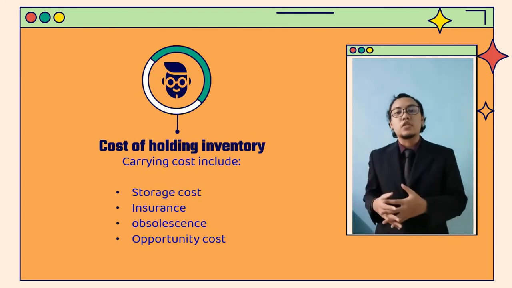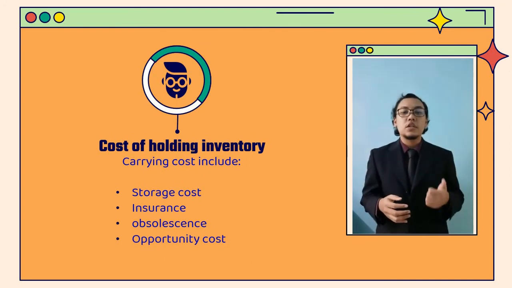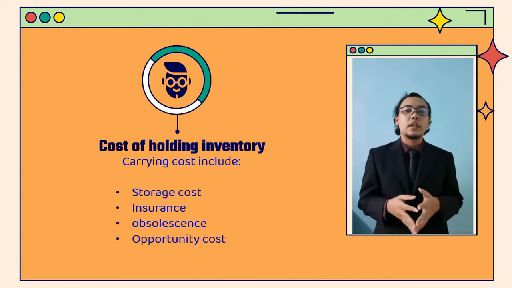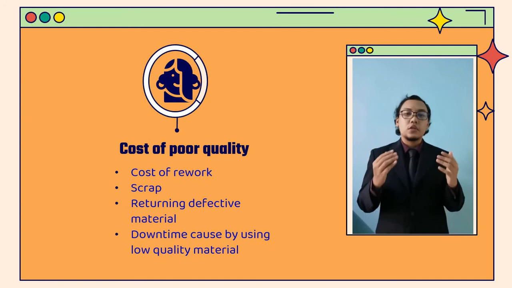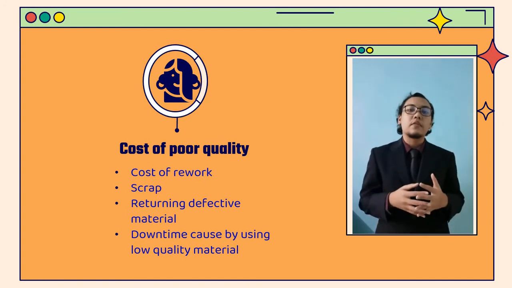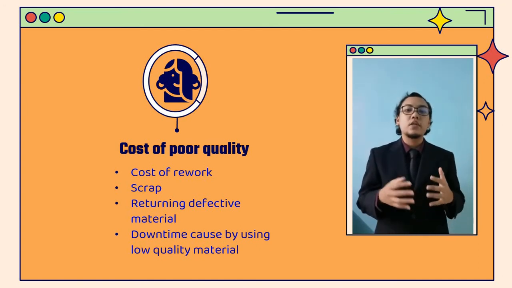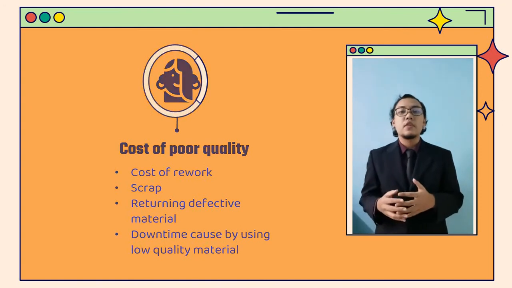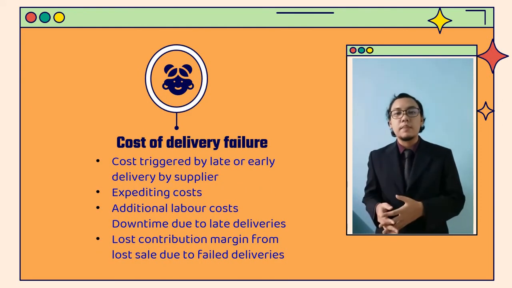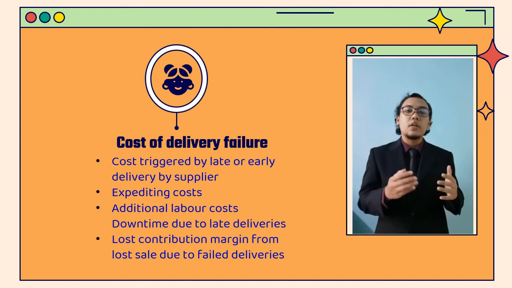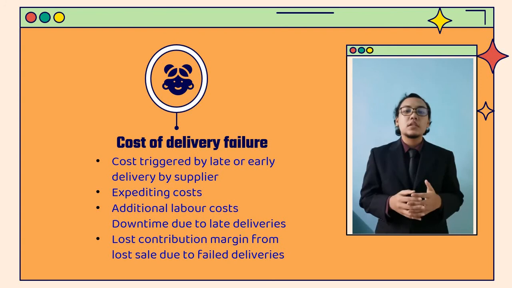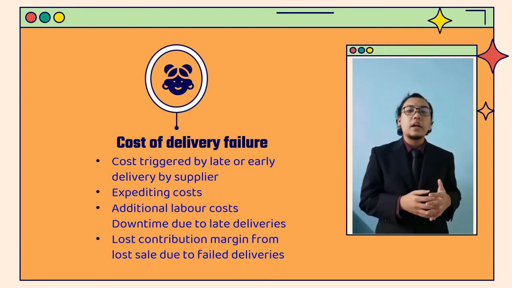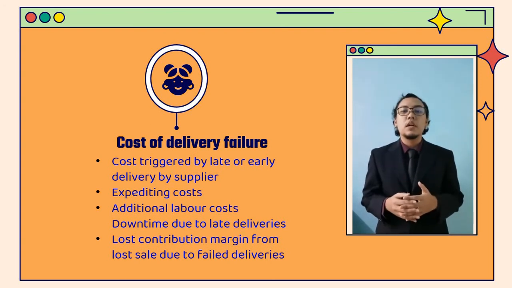Second is cost of holding inventory. It is a carrying cost, which includes storage cost, insurance, obsolescence, and opportunity cost. Third is cost of poor quality, which may include cost of rework, scrap, returning defective material, and downtime cost by using low quality material. Lastly, the fourth is cost of delivery failure. It may include cost triggered by late or early delivery by the supplier, expediting costs, additional labor costs, downtime due to late delivery, and lost contribution margin from loss of sale due to failed delivery.